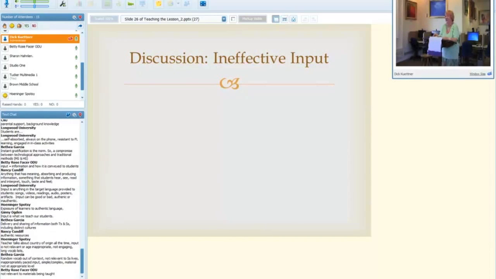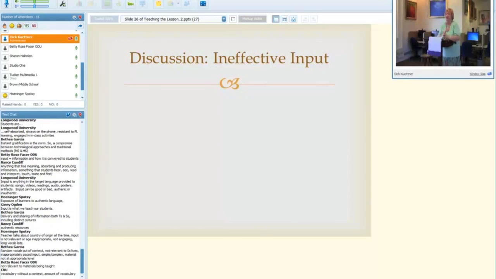Good comments. Teacher talks about country of origin all the time, so the input is not authentic to the new language. It may not be relevant or age appropriate. It's not engaging. It may be just couched as vocabulary lists rather than used in context. Good point. Random vocabulary out of context. Yes, this is where the focusing of the input becomes very important, not relevant to the students' lives.